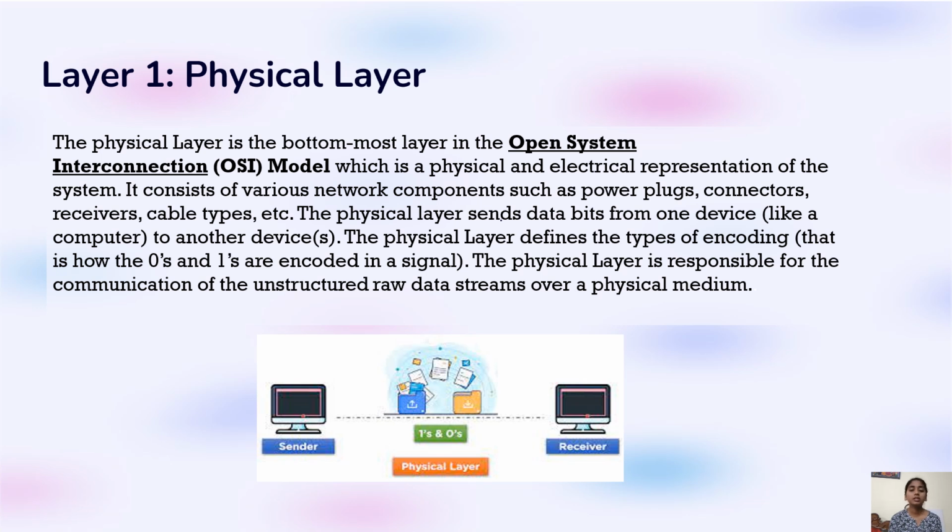The physical layer sends data bits from one device to another device. The physical layer defines the types of encoding, that is, how the zeros and ones are encoded in a signal. The physical layer is responsible for the communication of unstructured raw data streams over a physical medium.